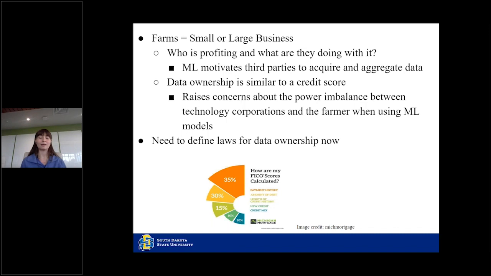And it's very similar with farm data. The third party may not own that individual data in that region, but by taking that individual data and manipulating it in some way with some kind of machine learning model, now they might own that data. And that raises concerns about the power imbalance between technology corporations and the farmers when using these machine learning models. And so that's why this is so important to start to identify the laws for data ownership now before we get even more tangled up than we already are in these laws.